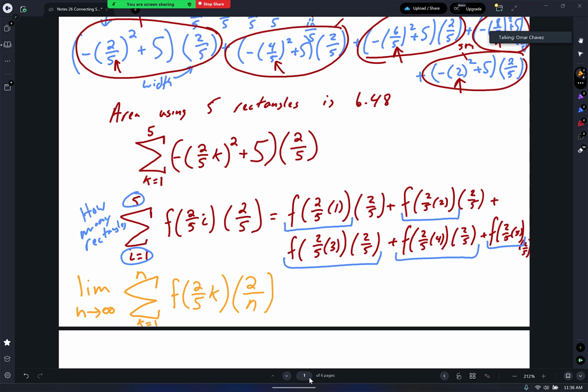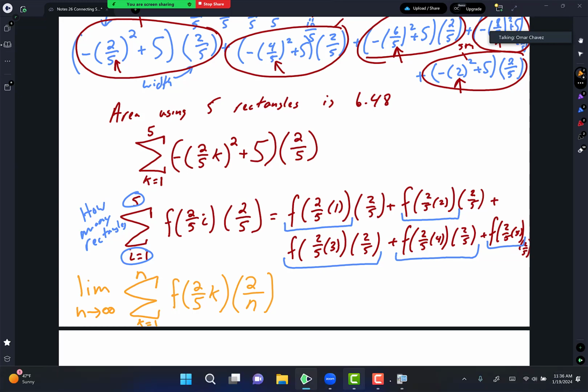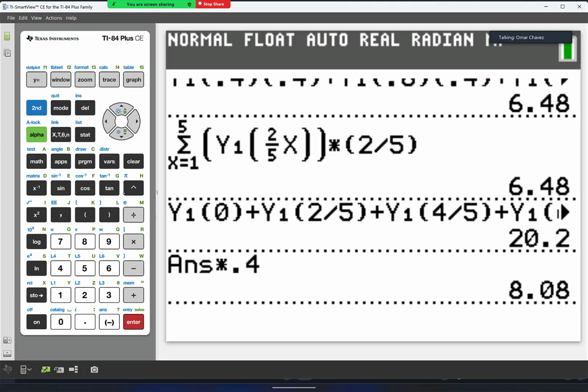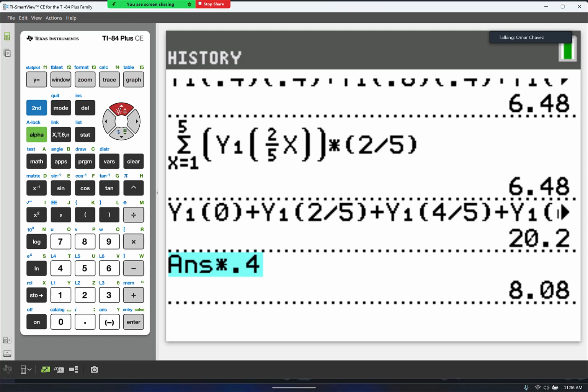Now, if you try to do this in your calculator and put 1,000 rectangles, it's probably going to take forever. It actually probably will freeze. I don't know, I haven't tried it. I'm kind of scared, but I know how to unfreeze it, so it's okay. Do you guys want to try it? All right, let's try it.